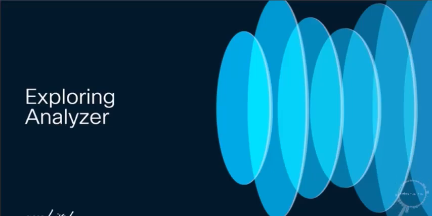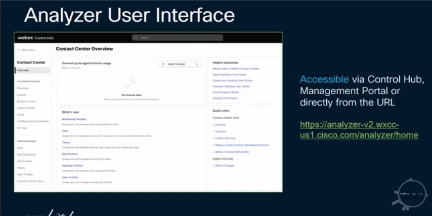How do we get into Analyzer? How do we use it? So we'll walk through this just a little bit. First and foremost, how do we get to it, right? We have multiple ways of getting to it. I can either use Control Hub and cross-launch via the analyzer link that's here. I can use the Contact Center management portal and launch it from there, or I can get to it directly with the URL and bookmark that, and then jump right into Analyzer when I need to.